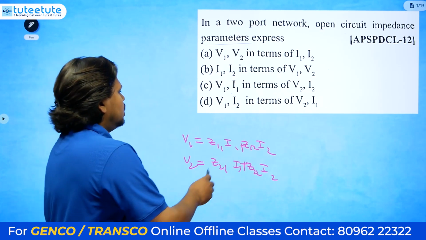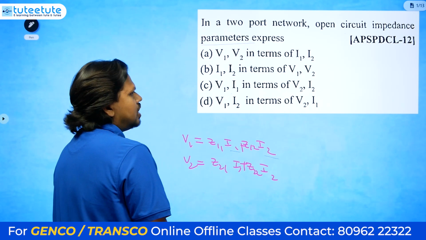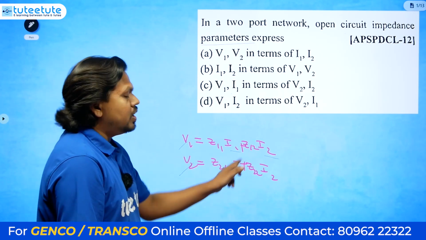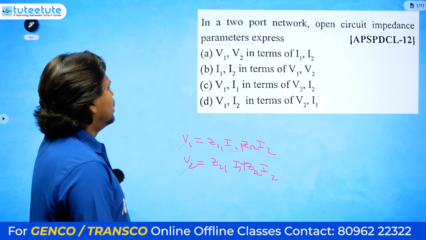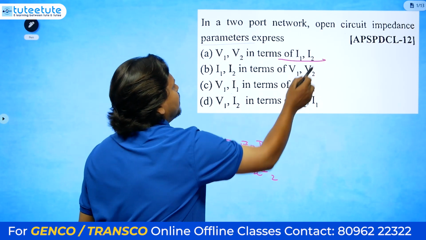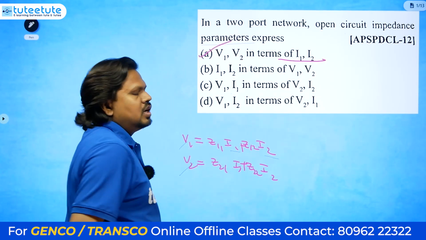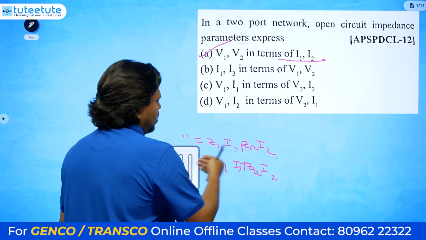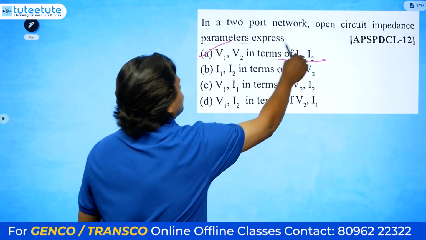Okay, simple. So V1 and V2 we are giving in terms of I1 and I2. So this is the answer for us. Directly we can do like this, so there is no problem at all.